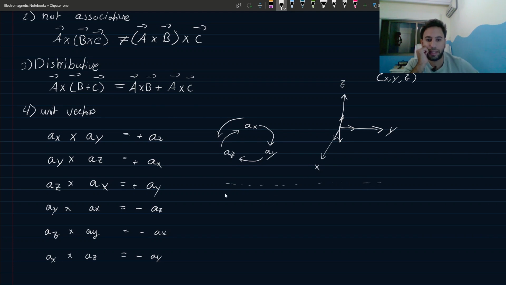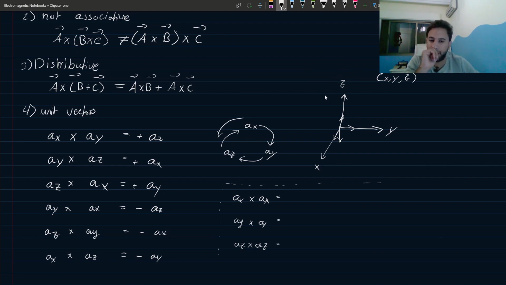Now, I want to have this as a side explanation. What happens when we cross multiply the same unit vector by itself? AX cross AX, AY cross AY, AZ cross AZ. If you figure this out, then you understand vector multiplication completely, and that is great. If you haven't, let me explain it to you.